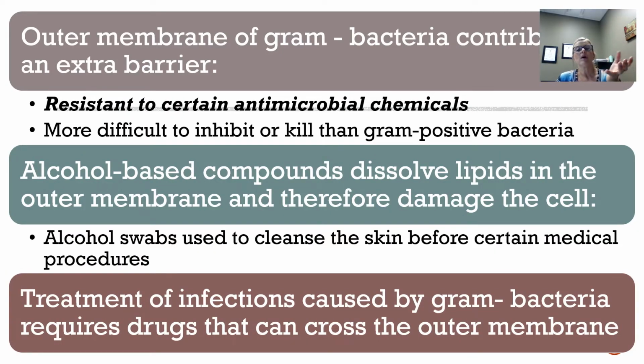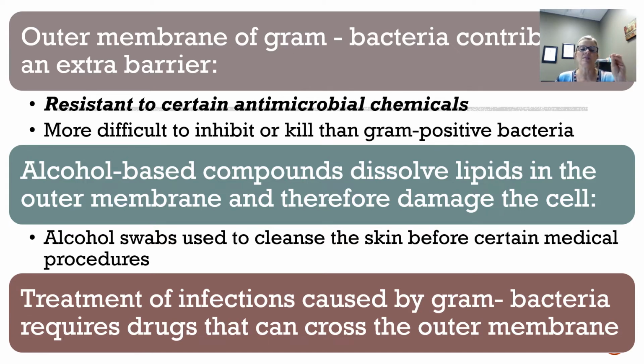The outer membrane of a gram-negative bacteria contributes to an extra barrier, so it's a little more virulent. So it contributes to making it more difficult to inhibit or kill. Okay, so it's more resistant to certain antimicrobial drugs. Alcohol-based compounds can actually dissolve those lipids or fats in the outer cell membrane and damage the cell. So alcohol swabs are used to cleanse the skin before certain medical procedures. And then treatments of infections caused by gram-negative bacteria require drugs that actually can cross the outer membrane, okay?